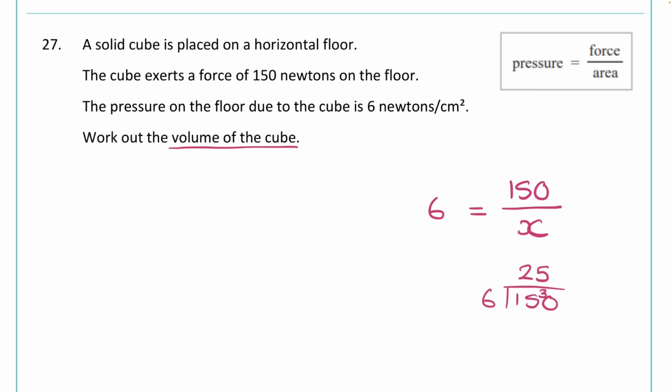So that would be 150 divided by 25. That would give me the answer 6. So the area is equal to 25. Now a cube, all of the faces have the same area. That's what makes a cube special. All the faces have the same area, all the sides have the same length.